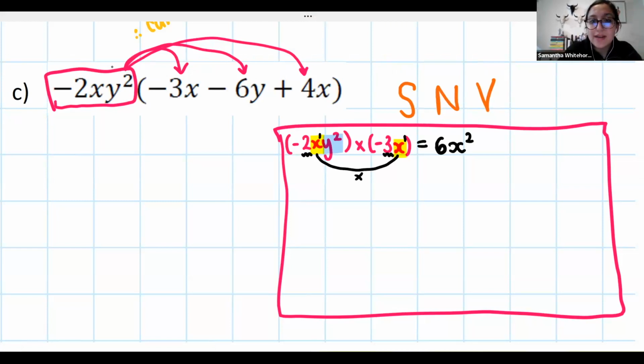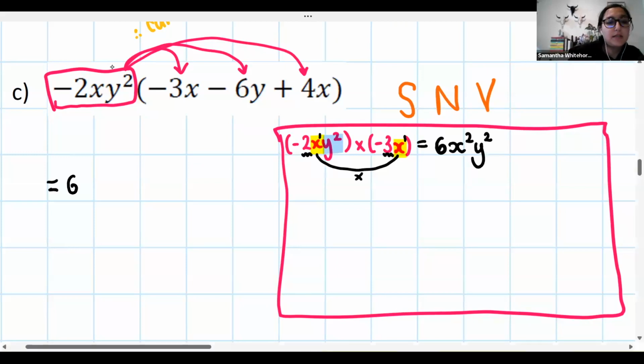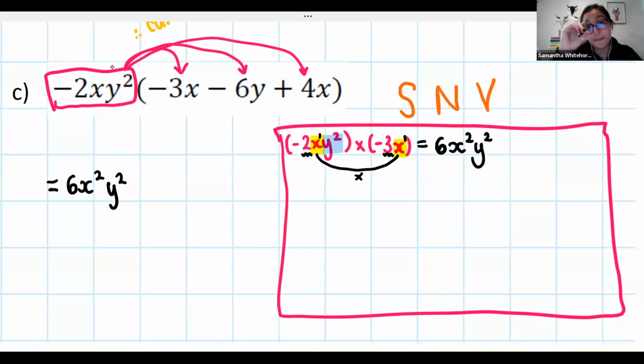Now the y squared, there is no other y variable that I'm multiplying with. So it just stays exactly as it is, y squared. It's not been multiplied by another y or another y squared or a y cubed or anything else. It just stays y squared. So my first product here is going to be positive 6x squared y squared.